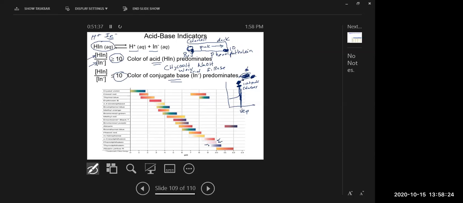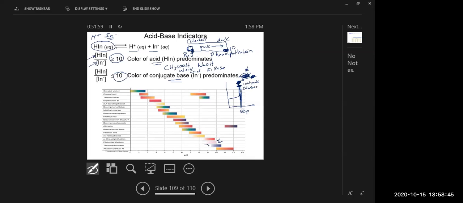So that's why when we pick an indicator, there's a couple of factors that you want to think about. First off, you want to pick an indicator that will actually change color near your equivalence point so that you have that visual representation that, hey, you should shut your burette off and stop your titration.